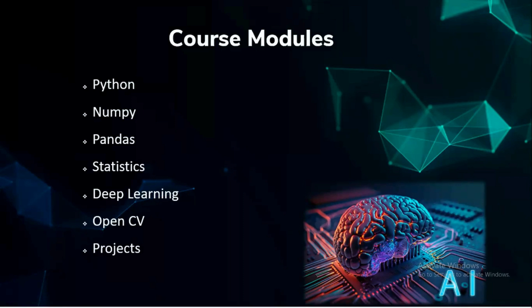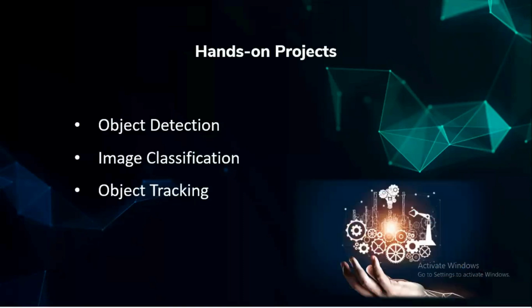And then we'll go for projects, some amazing hands-on projects like object detection, image classification, and object tracking. We can track objects, we can classify images, we can apply labeling on images, and we can also detect objects from an image using computer vision. So that was all about computer vision.